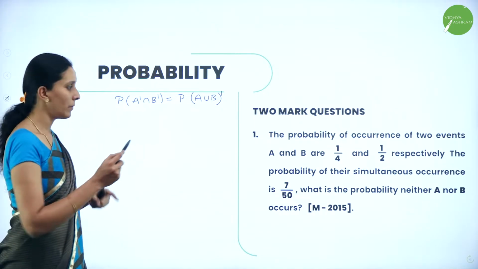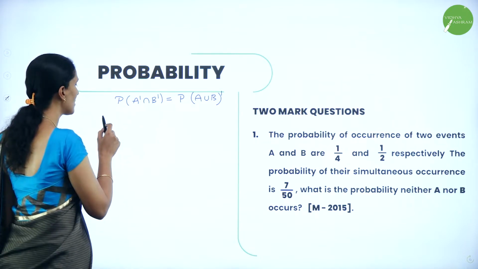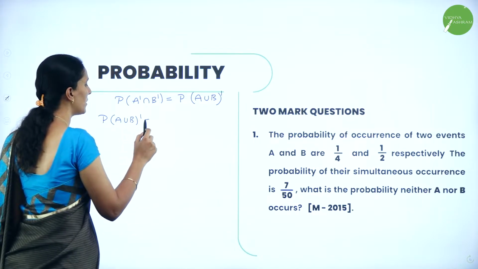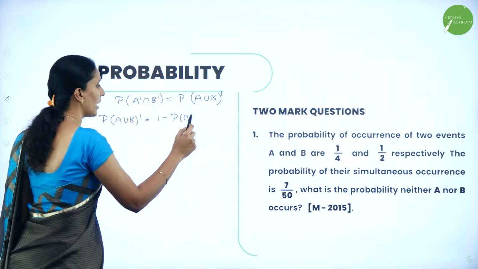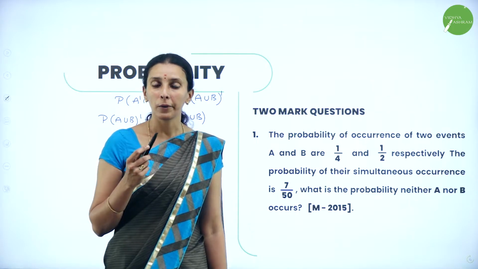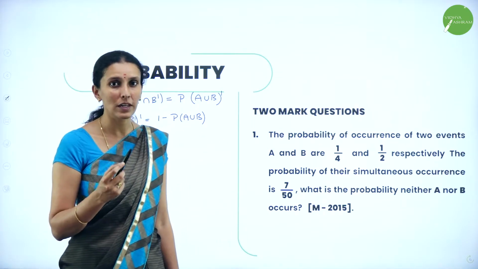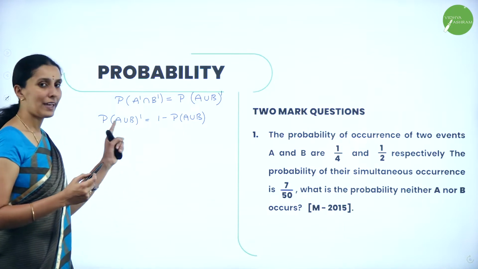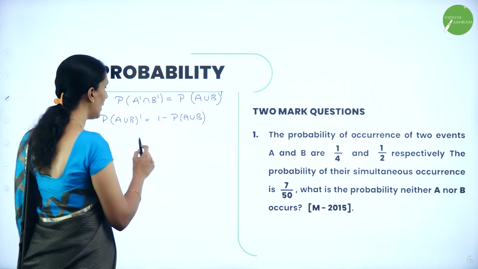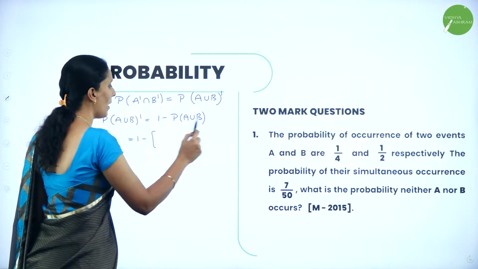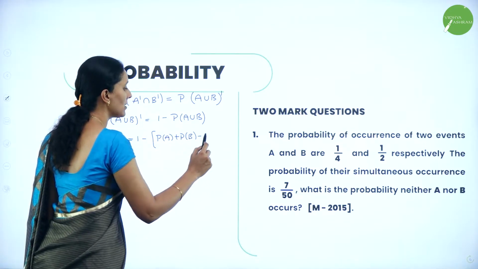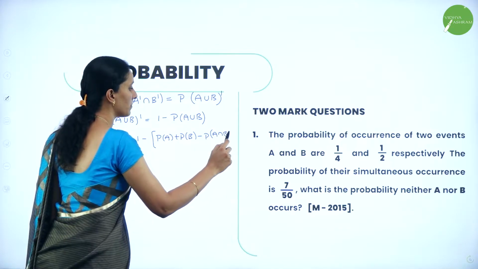How can a complement be written? The probability of A union B whole dash can be written as 1 minus probability of A union B. If E and E dash are complements, then probability of E and probability of E dash add up to 1. So therefore, when we want any one of the quantities, we need to subtract it from 1. And for this, we have a formula, that is 1 minus probability of A union B, which is probability of A plus probability of B minus probability of A intersection B.